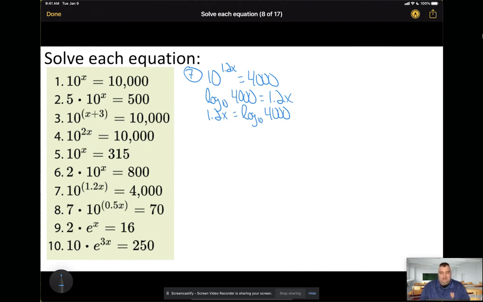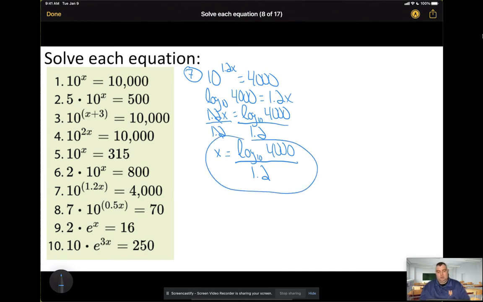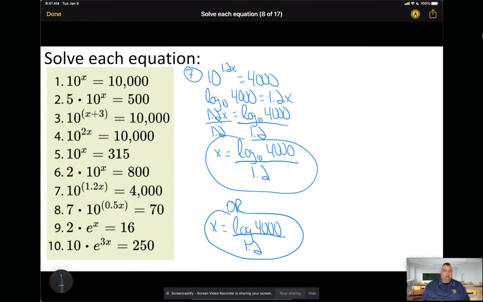So to finish this off, to solve for x, I'm going to just divide both sides by 1.2. So x is going to equal log base 10 of 4,000 over 1.2. Or I could say x equals log 4,000 divided by 1.2. Again, if the base is 10, I don't necessarily need to write base 10. So either one of these would be considered correct.